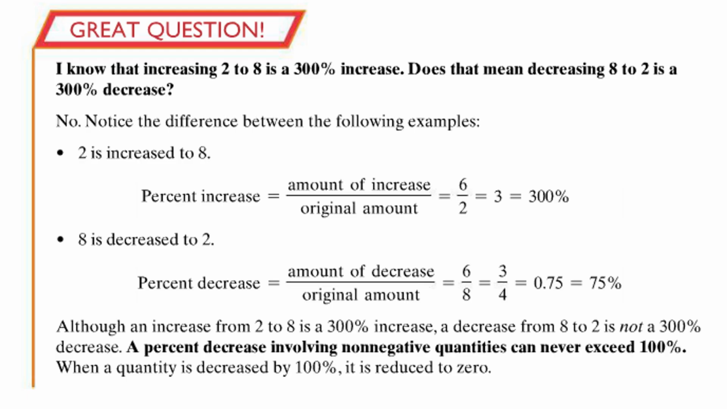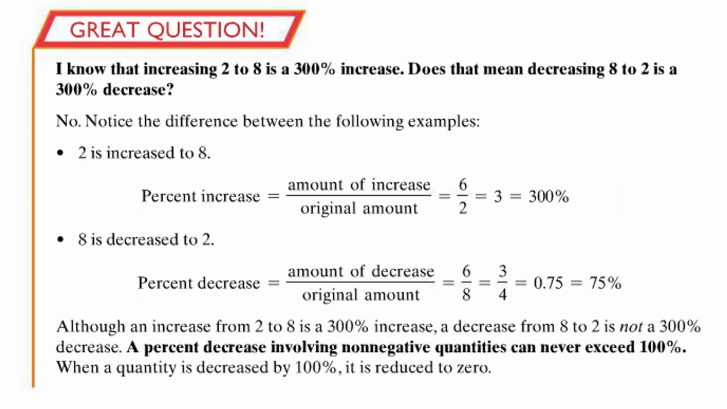I know that increasing from 2 to 8 is a 300% increase because you've gone up 3 more 2s, right? From 2 to 8, you've added 6, which is 3 more 2s, so it's a 300% increase. Does that mean decreasing 8 to 2 is a 300% decrease? Remember that we don't say that. Our percent decrease should actually never be over 100%.